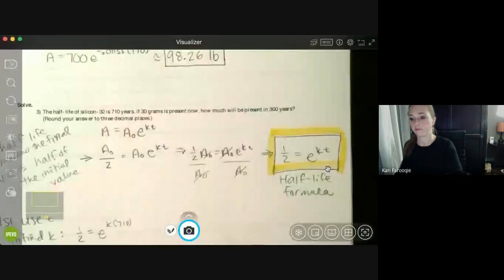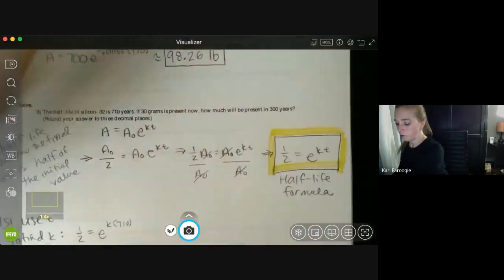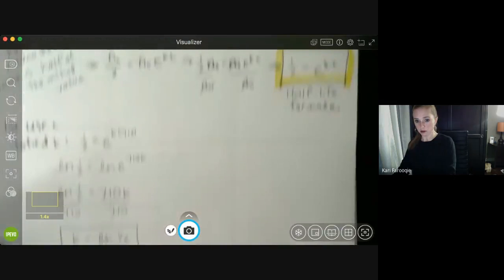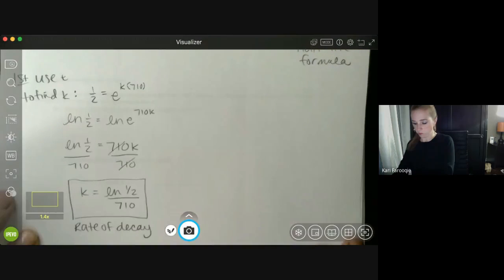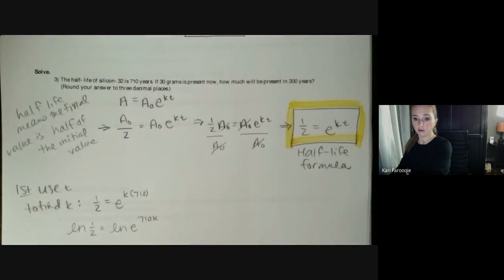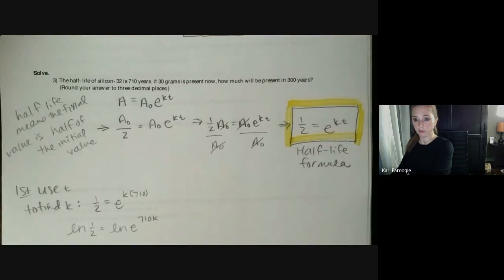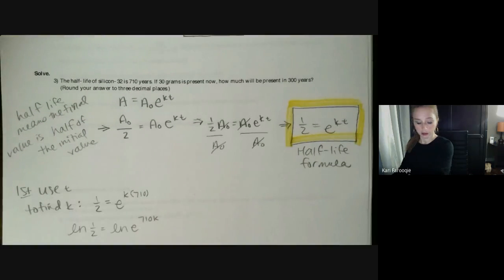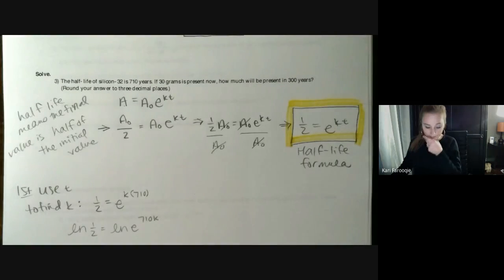Okay, all right. So we were not asked to find the rate of decay, which is what we found here when we found k. We were asked, if 30 grams is present now, how much will be present in 300 years?